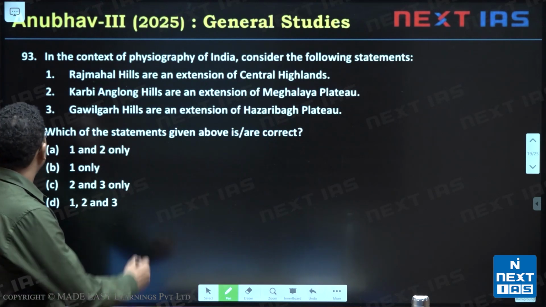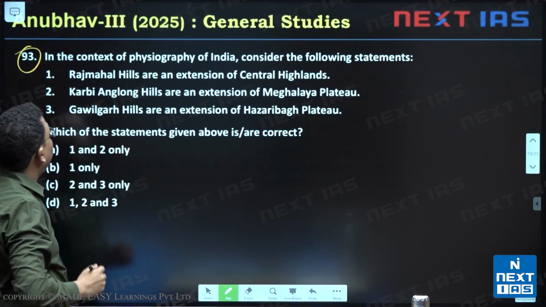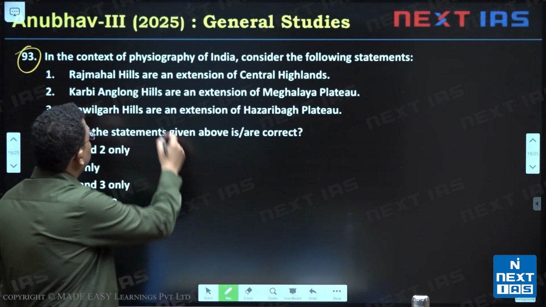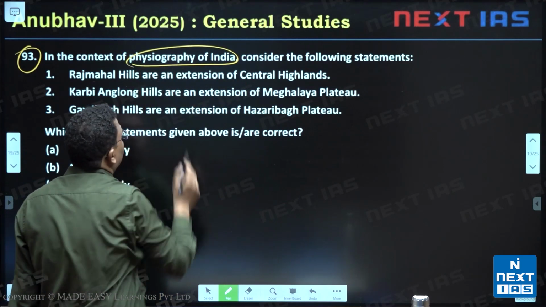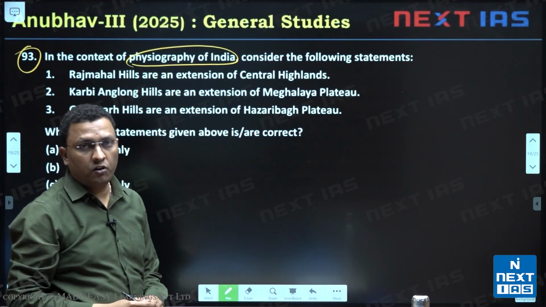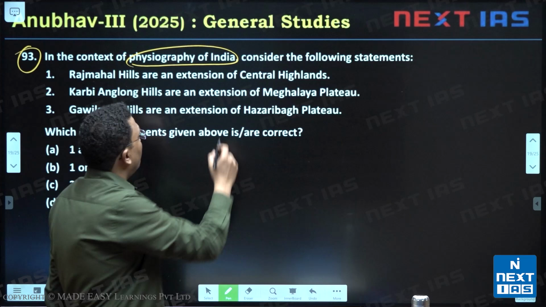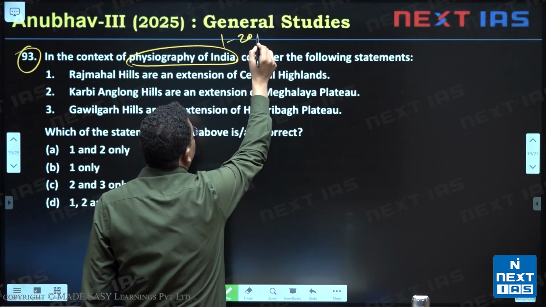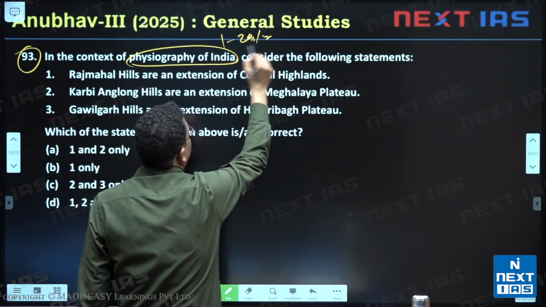So now let's move on to the next question, that is question 93. It says in the context of physiography of India. So physiography again is a very important topic in Indian geography. 1 to 2 questions are asked from this topic almost every year, right?